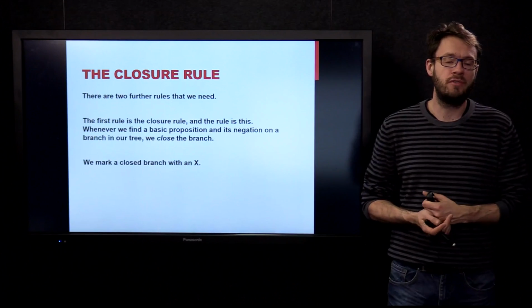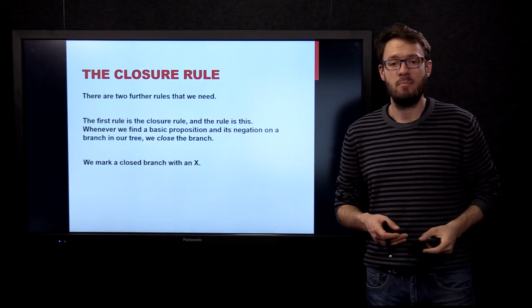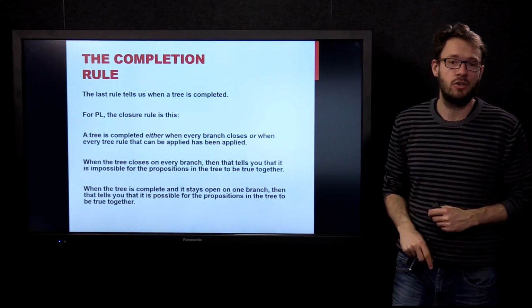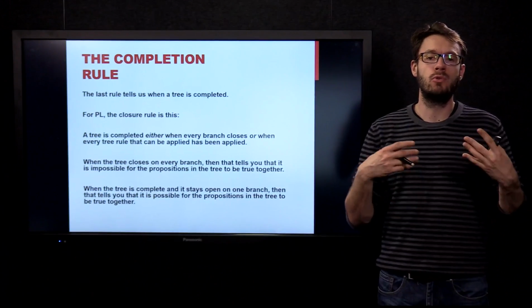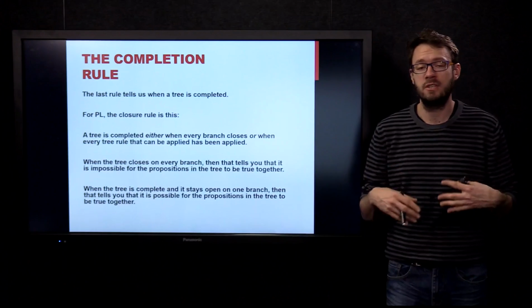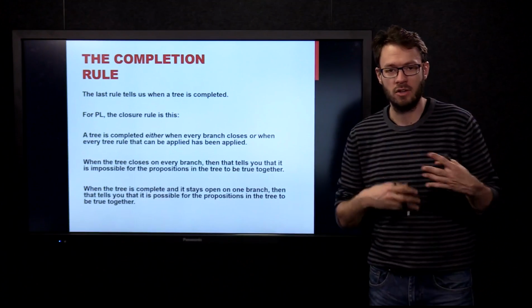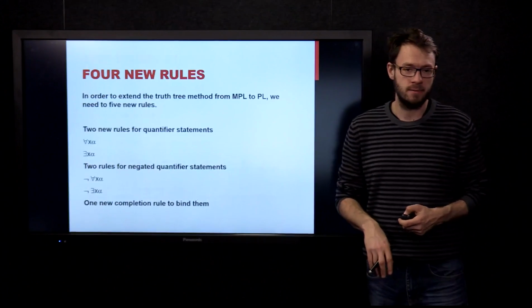And then we've got the closure rule. The first closure rule was that when you've got a proposition and its negation on a branch, that branch closes. And then the completion rule tells us that a propositional logic tree is completed when either every branch closes or every proposition that can have a rule applied to it has had that rule applied to it and been ticked off, right? So we've got that global structure in order to tell us how to close and complete trees.